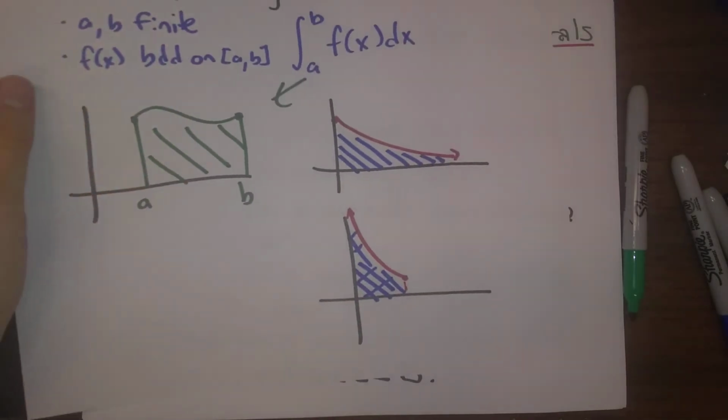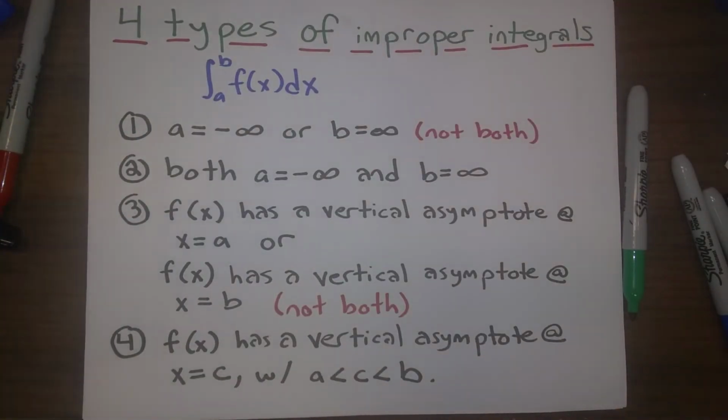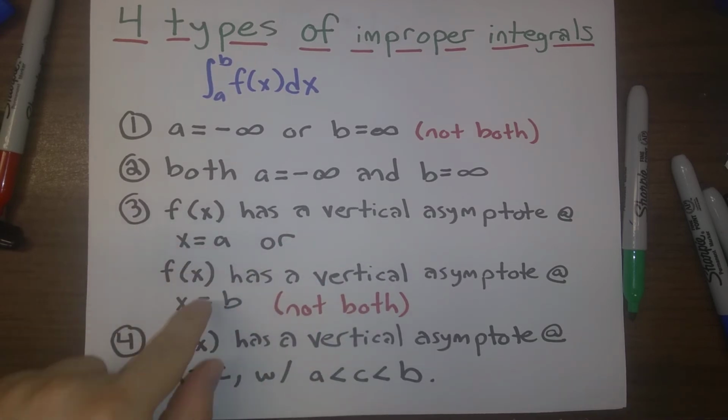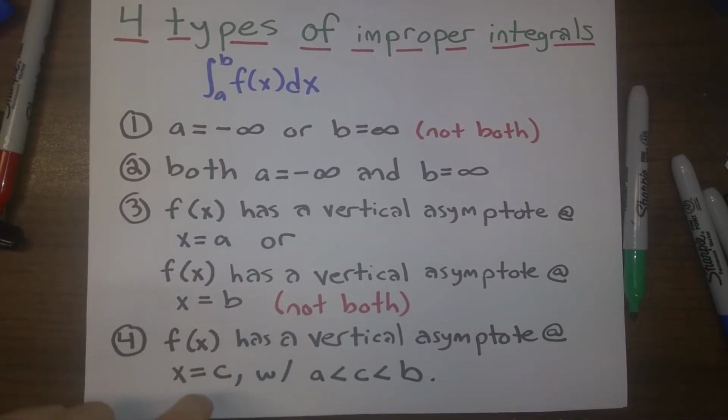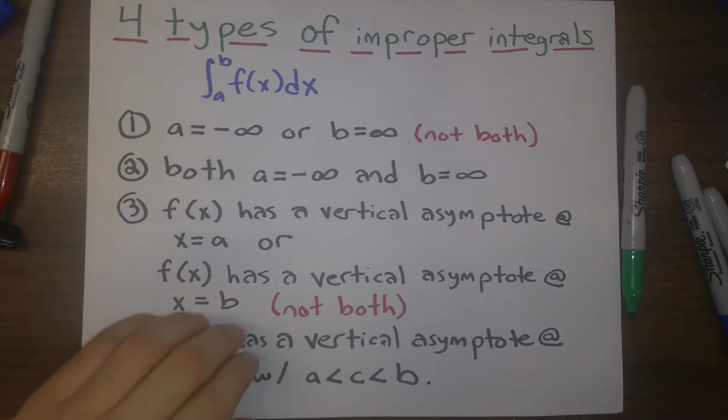So going back to this picture, what happens if we have a vertical asymptote at either one of the endpoints? And then last, what happens if there's a vertical asymptote in the middle? So we'll take turns looking at each one of these types in turn.